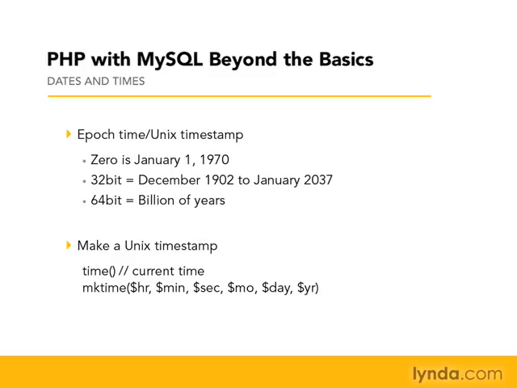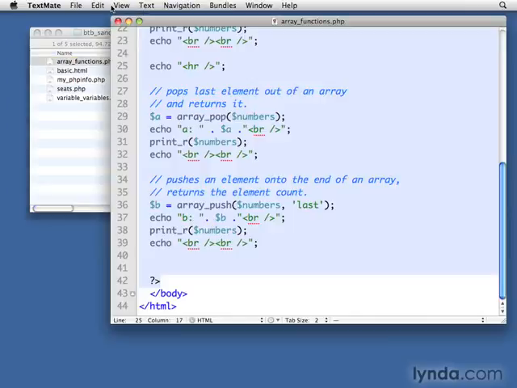And the last is string to time, strtotime. We provide any string to that function, and it will return a Unix timestamp to us, doing the best it can to generate that timestamp based on whatever's in that string. We'll take a look at that. It's a pretty neat little function. So I'm going to open back up array functions, and I'm just going to do a save as on that file.